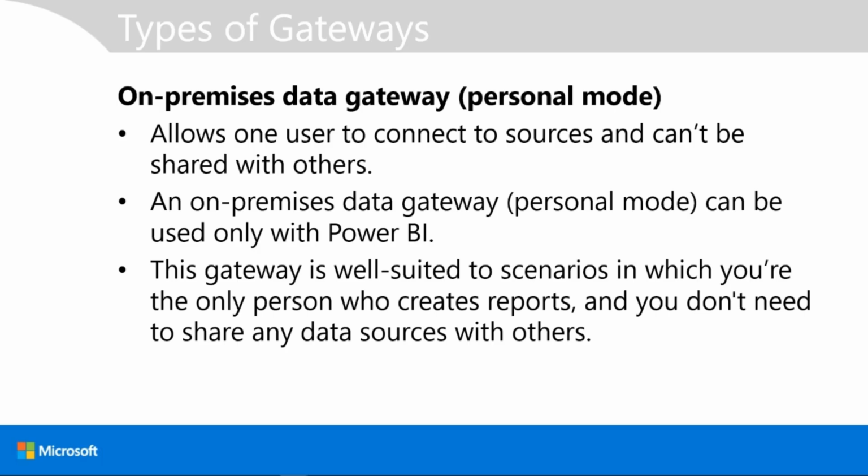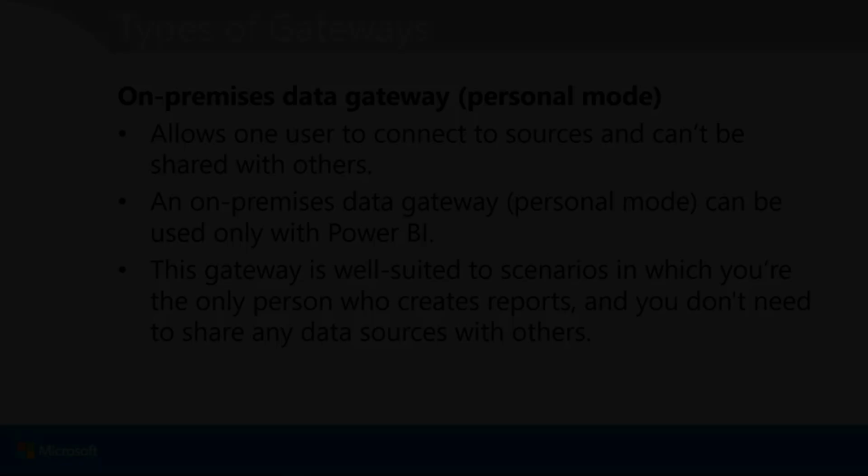There is also the on-premise data gateway in personal mode, and this allows one user to connect to sources and can't be shared with others. An on-premises data gateway in personal mode can be used only with Power BI. This gateway is well suited to scenarios in which you're the only person who creates reports and you don't need to share any data sources with others. And with that, we're at the end of the sublesson.